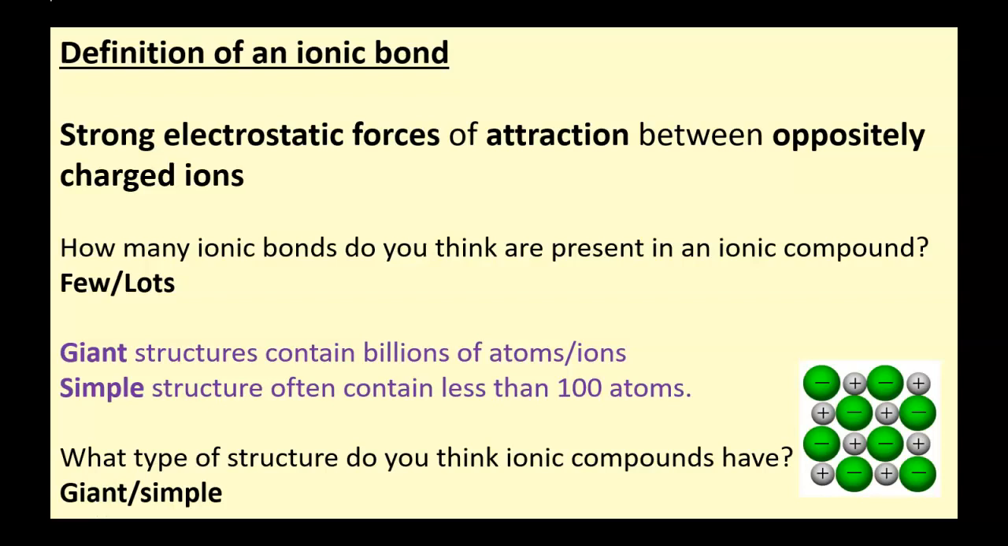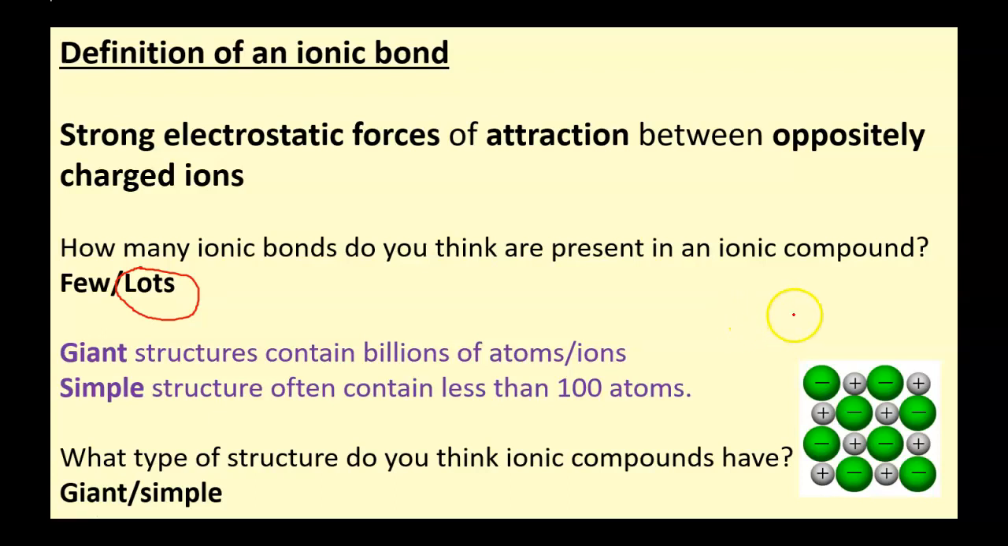How many ions or ionic bonds do you think are present in an ionic compound? The answer is lots, because there are billions upon billions of ions. This is showing a very, very tiny amount of it.